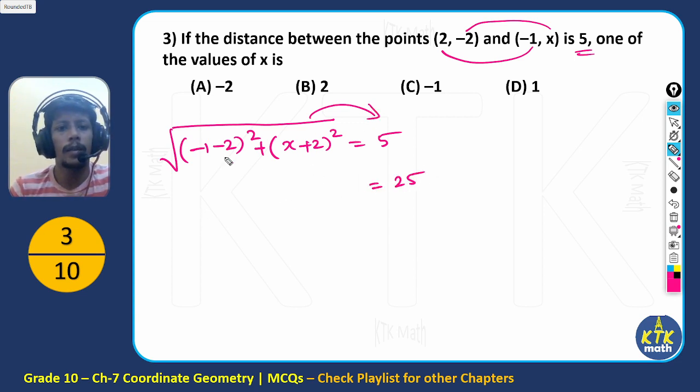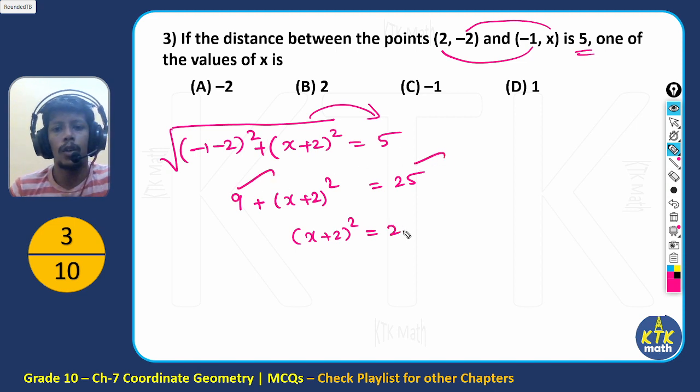Now solve the remaining. This is going to be negative 3 squared is 9, right? Negative 3 squared is 9 plus x plus 2 whole squared. Now x plus 2 whole squared is equal to 25 minus this 9, you move it here. So 25 minus 9 will give you 16.